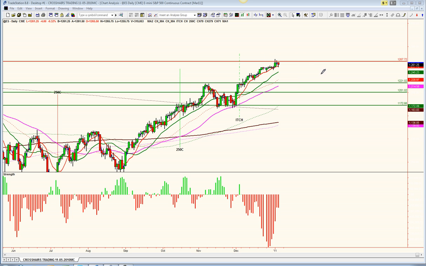I'll patiently wait. Crosshairs traders, we have focus, patience, and discipline. We have the discipline to stay out of the market. We have the discipline to be patient. We have the discipline to be focused. So we focus on the discipline, we focus on the patience, and with patience we develop discipline and focus. It all works together. So we simply wait.